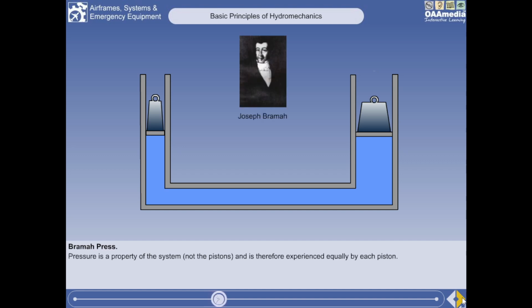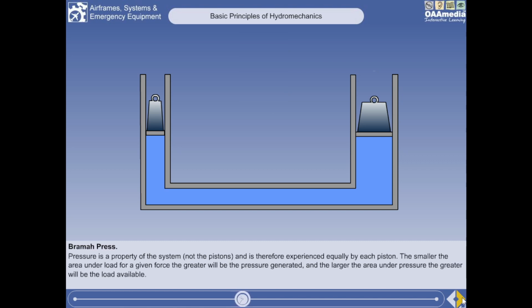It was this principle that was understood by Joseph Bramah when he patented the Bramah press in 1795. He observed two facts about his press. Firstly, the smaller the area under load, then for a given force, the greater will be the pressure generated. And secondly, the larger the area under pressure, the greater will be the load available.